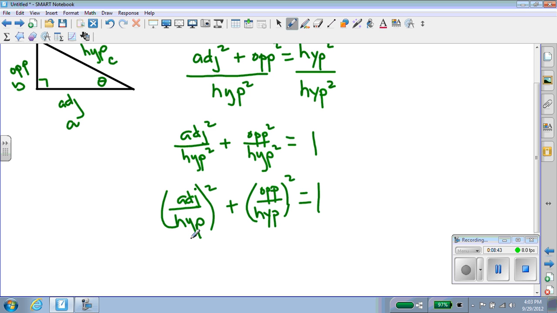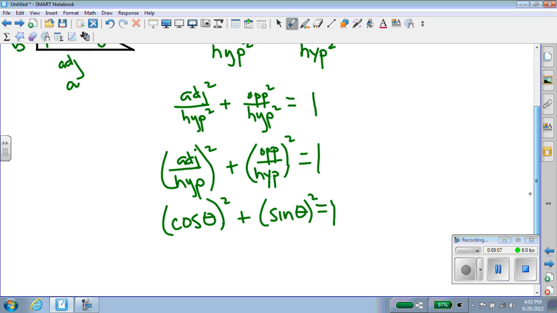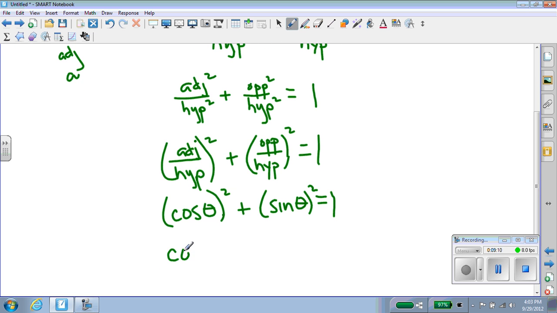Well, what is adjacent divided by hypotenuse? Well, adjacent divided by hypotenuse is the definition of the cosine of theta, squared. And opposite divided by hypotenuse is the definition of sine of theta, squared, equals 1. So now we have the way it really looks. Cosine squared theta plus sine squared theta equals 1.